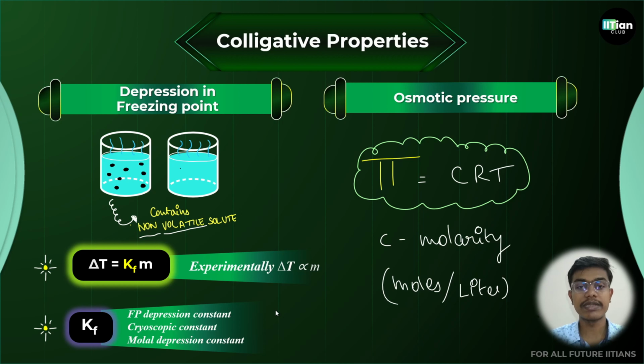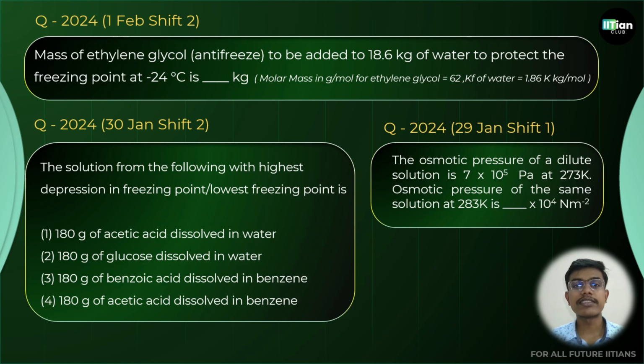This is also temperature dependent, and osmotic pressure is denoted by pi. These are the three questions based on colligative property which came in 2024. You can try out these and let me know in the comments below. We'll be answering all these questions in the upcoming videos, so stay tuned.